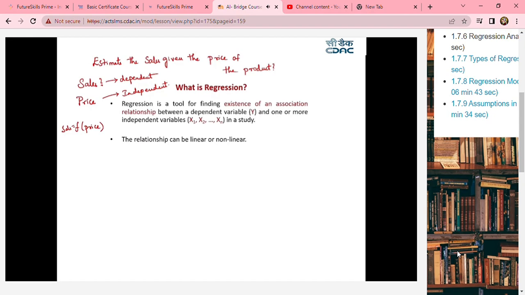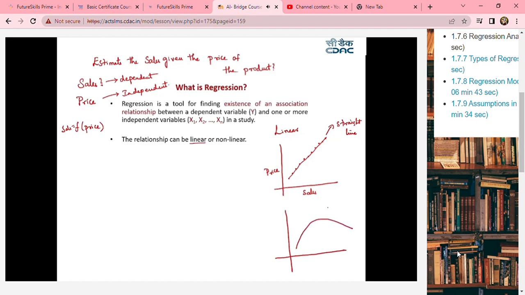Now, while you are defining these dependent and independent variables, a relation can be linear in nature and a relation can be non-linear in nature. What do I mean by this? Whenever a relation is linear in nature, for example, if I take sales on the x-axis and price on the y-axis, it might be increasing. That means as the sales are increasing, prices are also increasing. If I try to draw a line through this, it forms a straight line, which is nothing but your linear equation, right? So it can be linear in nature. Sometimes it can be non-linear in nature, which might be a quadratic form, right? So the relationship between the variables can be linear or non-linear.